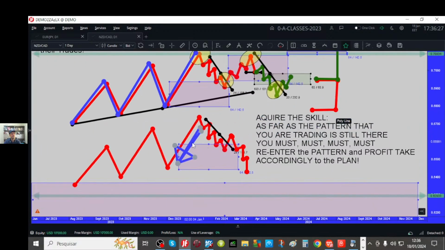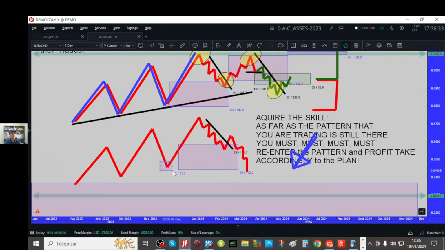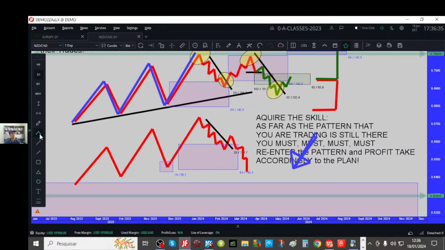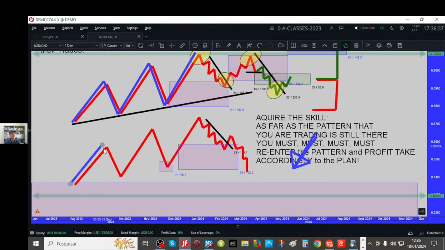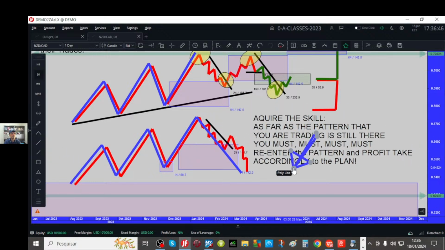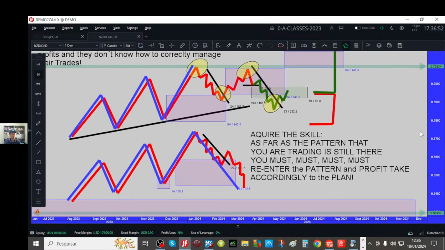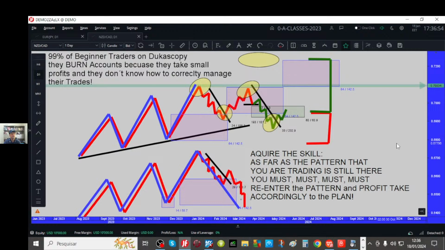And of course, if the market breaks the low, then this is another story, right? In here, the market broke the low. You are not in an uptrend anymore, so higher high, higher low, higher high, higher low, higher high, lower low. Now of course you are not in an uptrend anymore, so you cannot re-enter, right? Make sense?